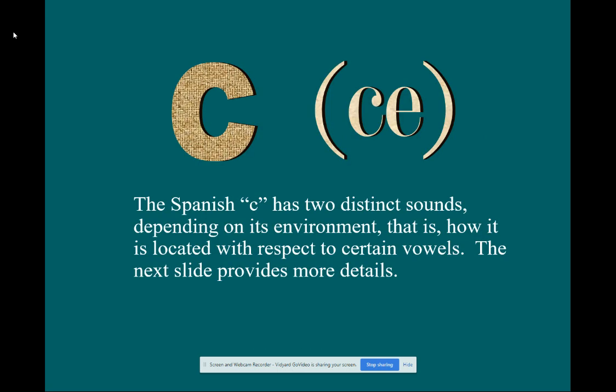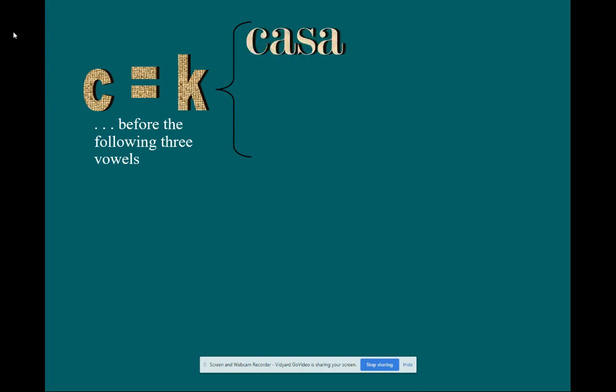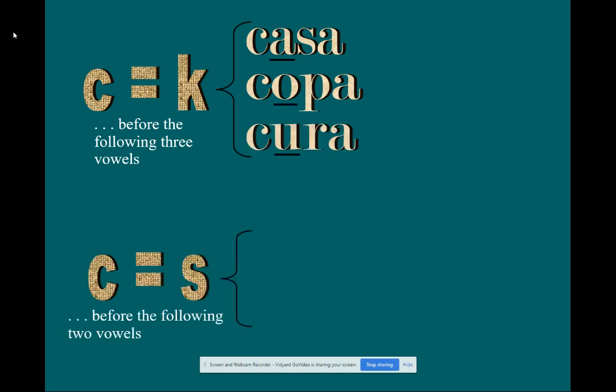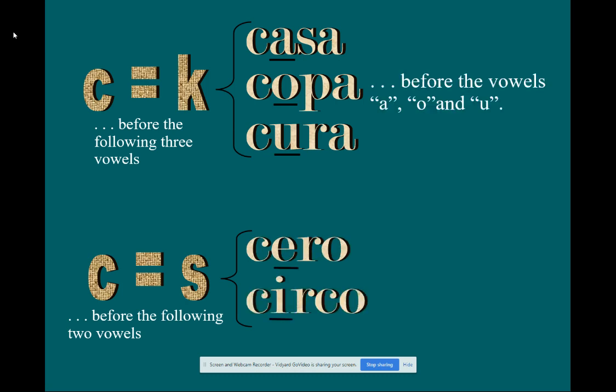C. Spanish C has two distinct sounds depending on its environment, that is, how it is located with respect to certain vowels. The next slide provides more details. Before the following three vowels: casa, copa, cura. Before the following two vowels: cero, circo.